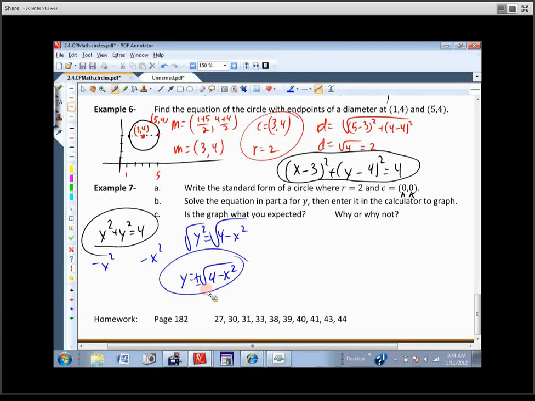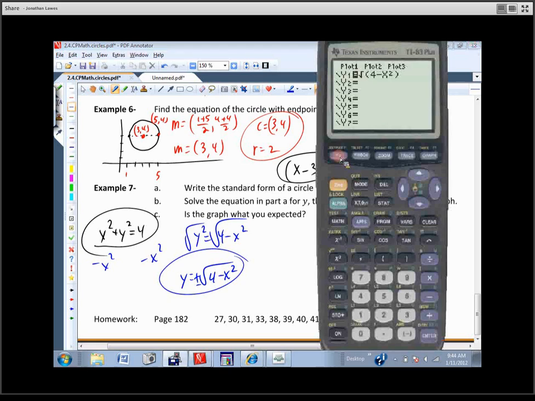So here's how we fix that. We come back here to y equals, and we can do one of two things. We can type negative square root of 4 minus x squared. Is everybody good with that? Hit graph. There's the top half and there's the bottom half.